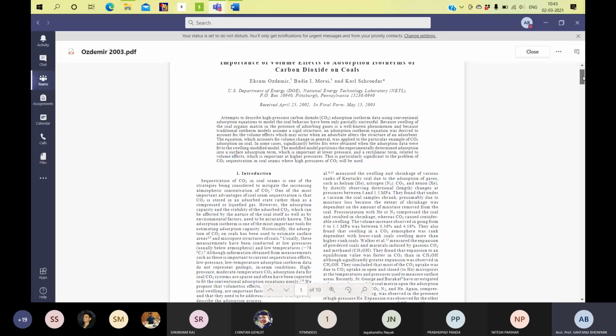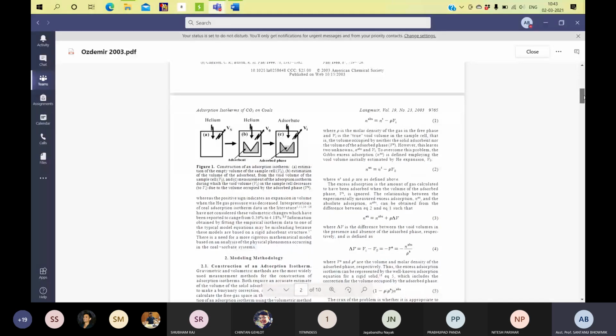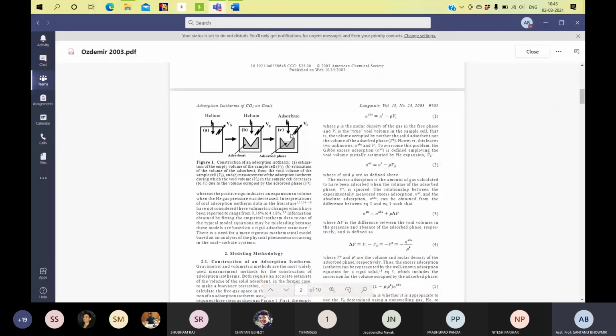Okay, now what they have done, they have first expressed the void volume here. If you see the sample cell, this is the schematic diagram of the sample cell. When you put some gas into the sample cell, obviously there is coal, and this is the adsorbent. Adsorbent means the one who adsorbs. Here it is the coal, and the adsorbate is the gas which is being adsorbed.